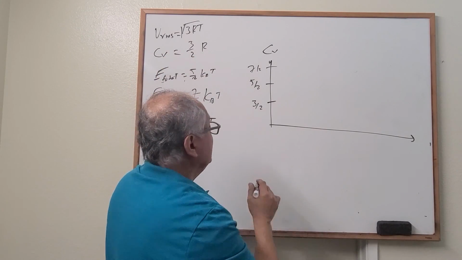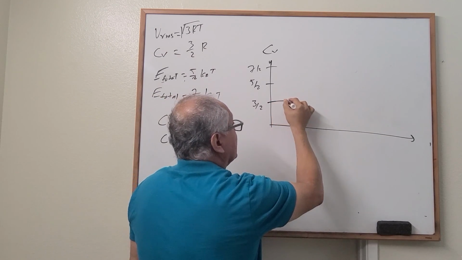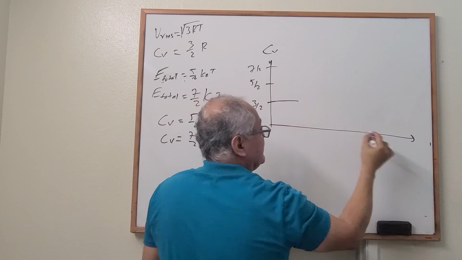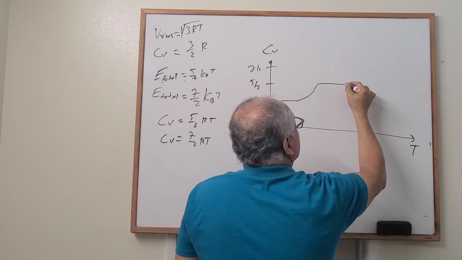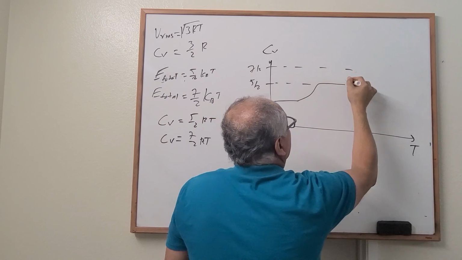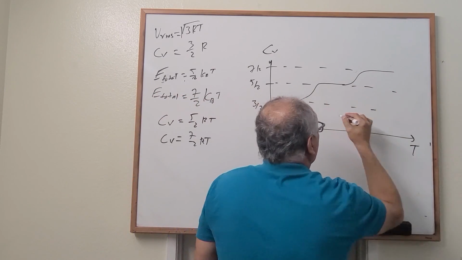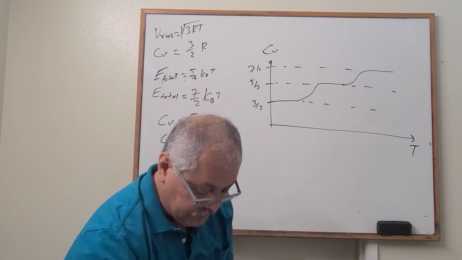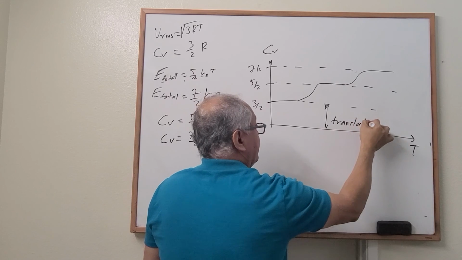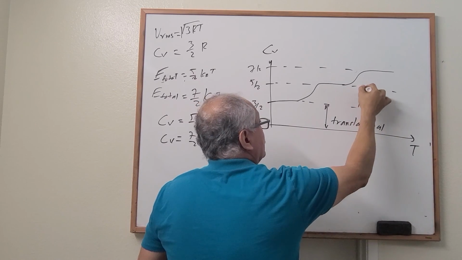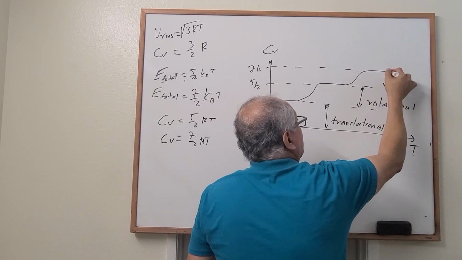Perfect. At the beginning, we have this value. Now this is temperature, right? Temperature increases, it gets this value, and then temperature increases again, it gets that value. Now from here to here we have translational. From here to here we have rotational, and from here to here we have vibrational.